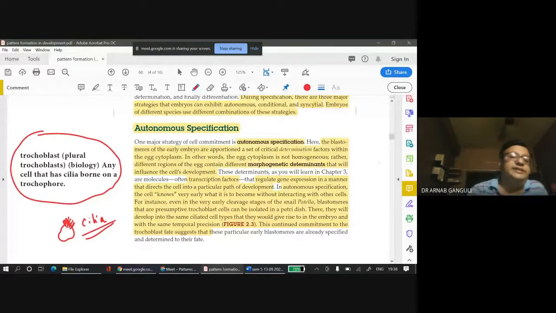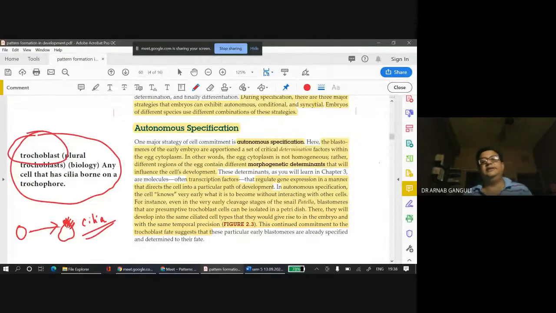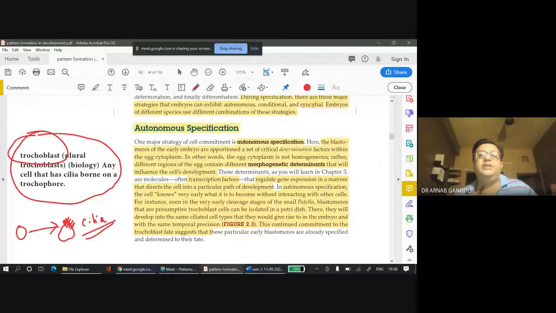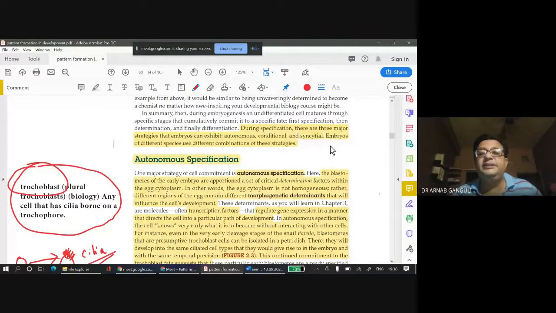And the cells which will give rise to these cilia-borne cells are known as trochoblast cells. I'll give the examples right now. Before I explain something, during specification, there are three major strategies that embryos can exhibit. One is autonomous, conditional, and syncytial.